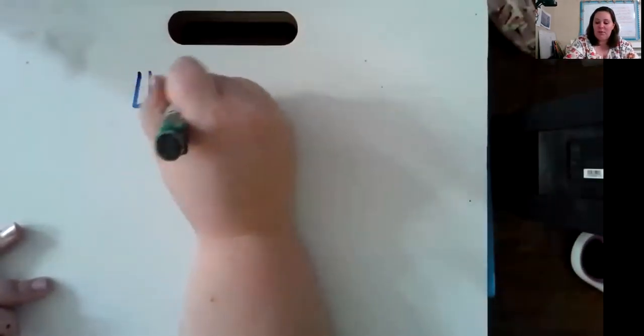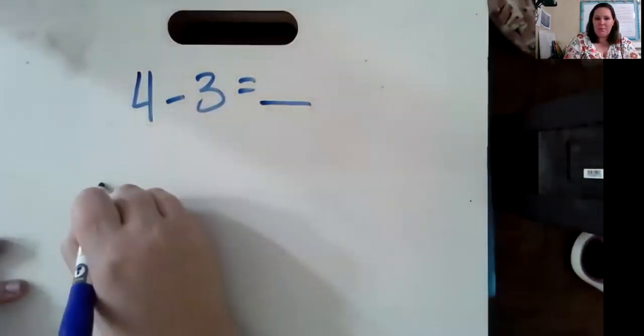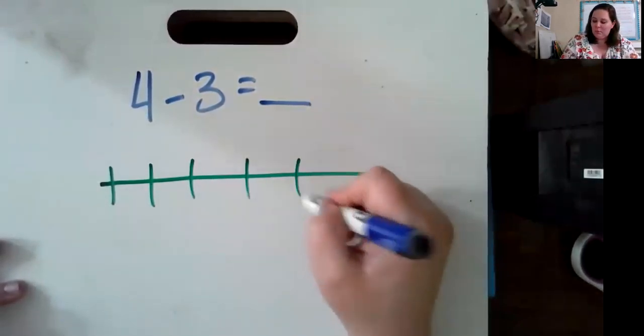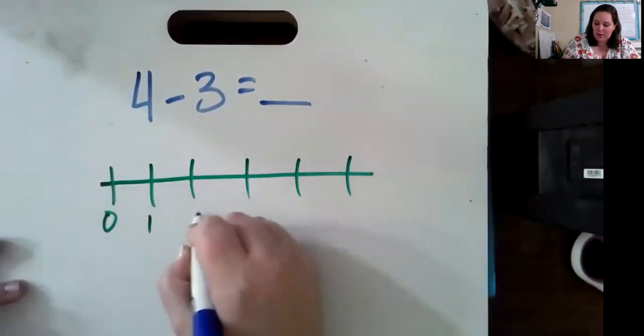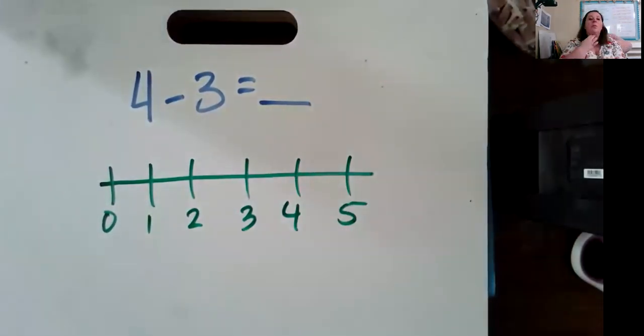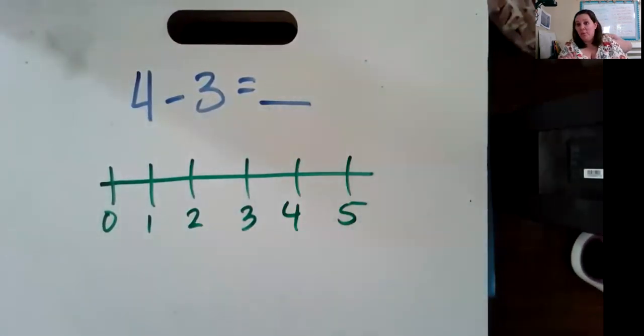All right, so the first strategy we're going to talk about is a number line. Number lines are your best friend when it comes to addition and subtraction. So how would we use a number line? Okay, so if I've got 4 minus 3, here's my number line. I'm only going to go to 5, so 0, 1, 2, 3, 4, 5. So I'm working with the equation 4 minus 3 equals, we don't know quite yet.